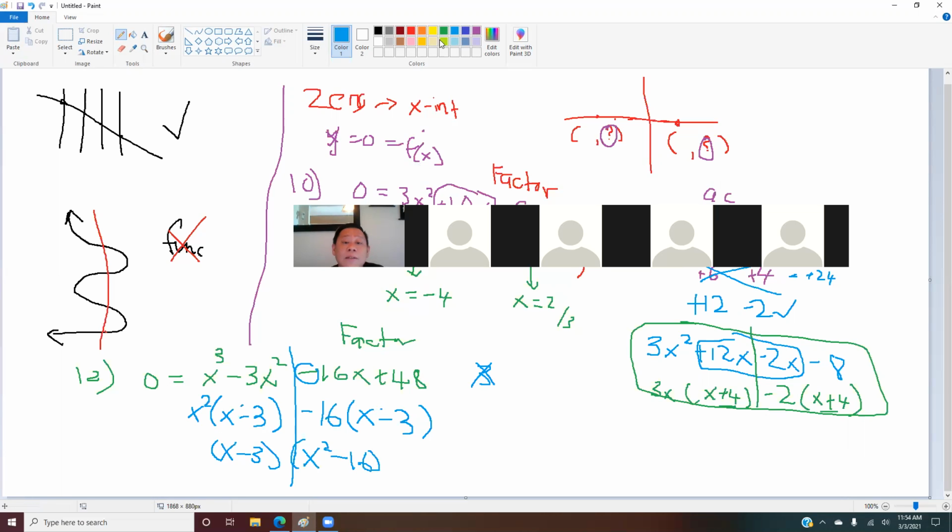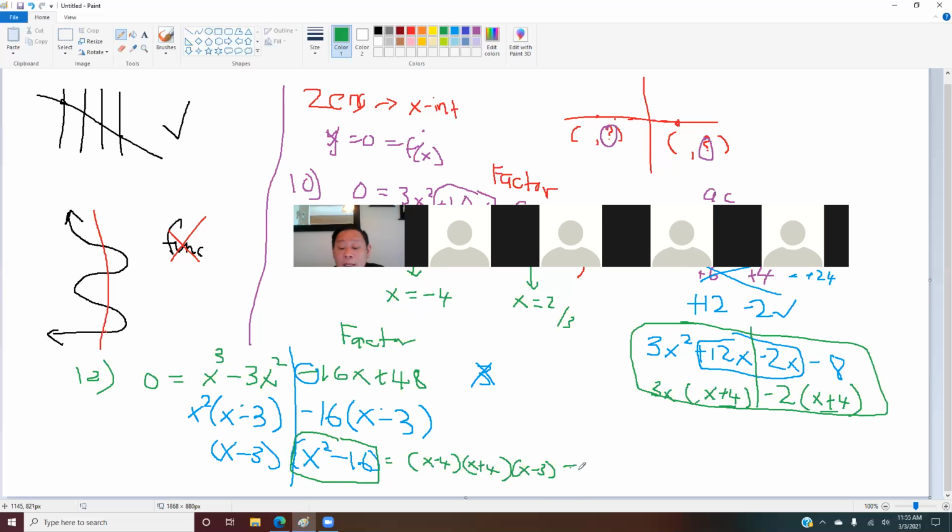But can we still factor x squared minus 16? Yes, because it is a perfect square. So what is the factor for x squared minus 16? x plus 4, x minus 4. Yep. So the factors in this case will be x plus 4 and x minus 4 and x minus 3.